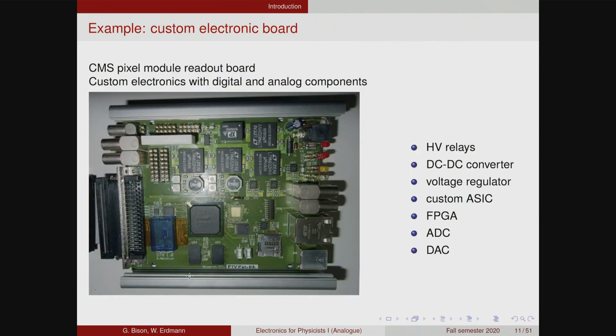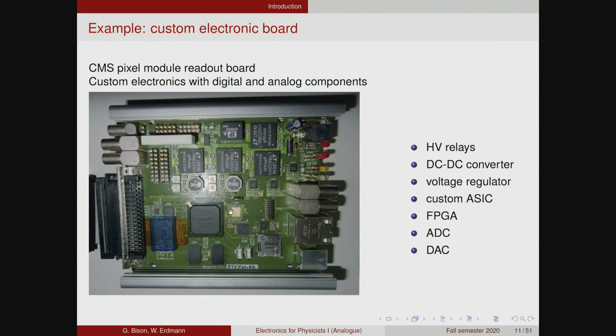Okay, let's have a look at an example. This is an example of a CMS pixel module. And here you see analog and digital electronics mixed. For example, this here is an FPGA. So it's a configurable digital circuit. You see many connectors where signals come in. So this is a digital connector, those are analog connectors. Then you see a lot of components that are necessary to supply the correct voltages to all those devices, like DC-DC converters, voltage regulators. And there is a custom ASIC on this thing.